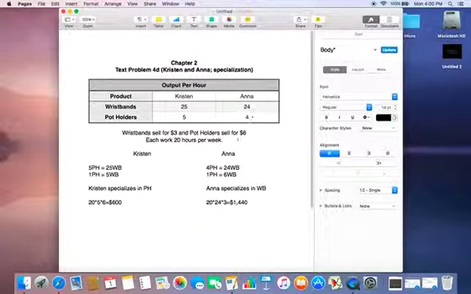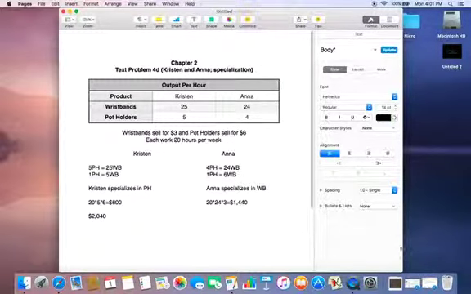And if we do the same thing for Anna, she's got 20 hours with which to produce wristbands. So 20 times 24 will give us her wristband production, and then we multiply that by 3, which gives us the revenue she generates, and she's going to generate $1,440 in revenue. If we add those two together, that will give us our total revenue, and that total revenue is going to be equal to $2,040.